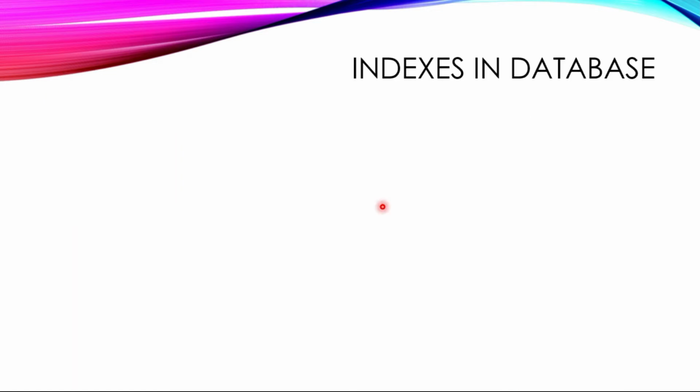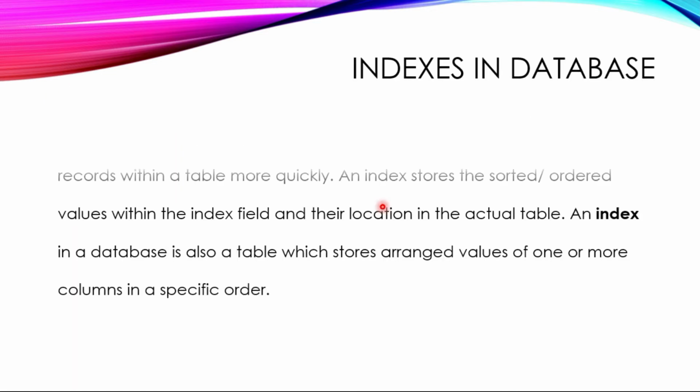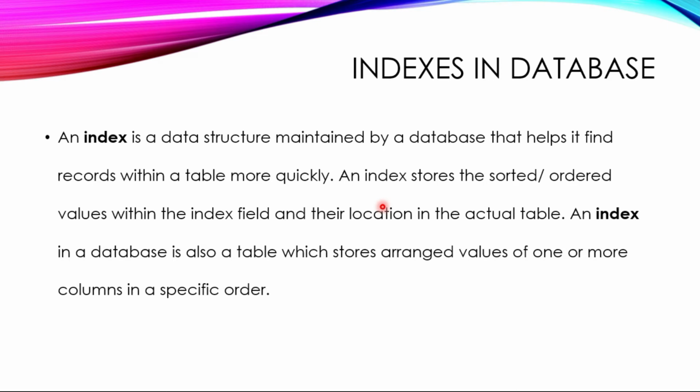Now the next topic is indexes. Now what are indexes? An index is a data structure maintained by a database that helps it find records within a table more quickly. An index stores the sorted or ordered value in the index field and their columns in the actual table. An index in a database is also a table which stores arranged values of one or more specified columns in a specified order. So index acts like the index of your textbook, in your text the index in which page numbers are given for the reference of the chapter.